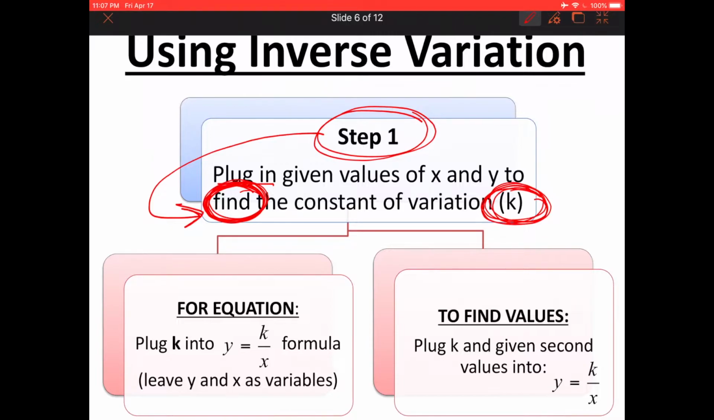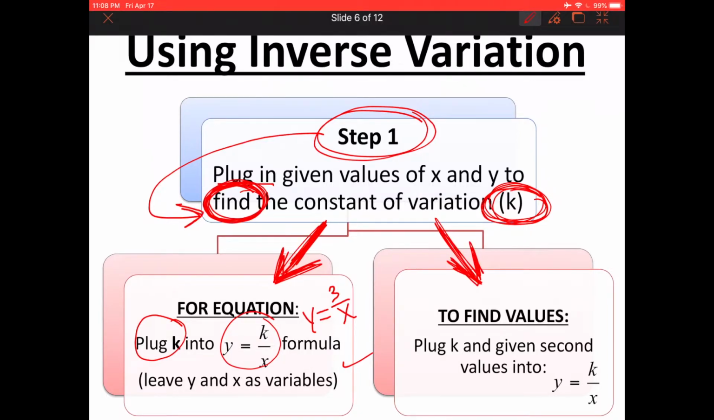Find that constant. Then depending on what the directions say, if the directions ask you to write an equation, then we're going to follow the steps here on the left. All you do is plug k into the formula and leave it as is. So you could have a formula y equals 3 over x, something like that. If the directions tell you to find values, then you have to follow the path here on the right. If they ask you to find new values, you plug in k and the given second values.